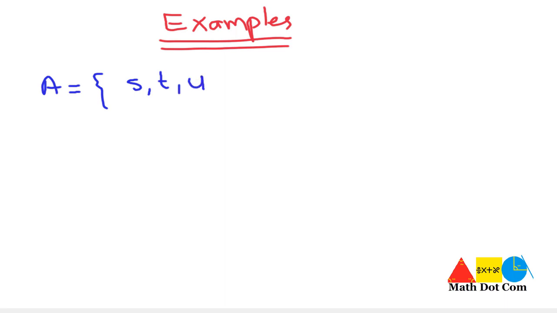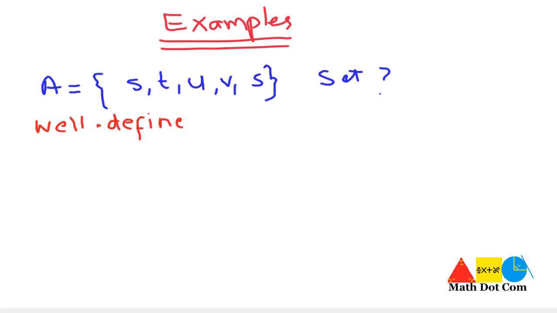Examples. For example, you have a set A is equal to S, T, U, V, S. Now, I will ask you, please comment whether it is a set or not. Is it a set or not? For that, what do you have to check? You have to check two things. Is it well defined? Yes, it is well defined, as all the elements are unique at their own end.